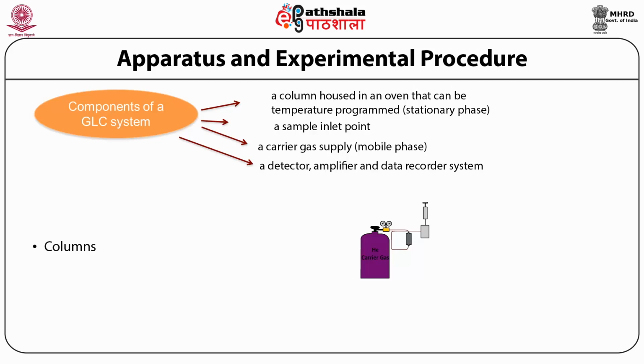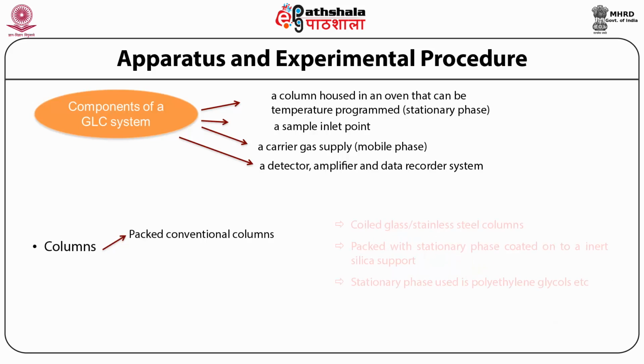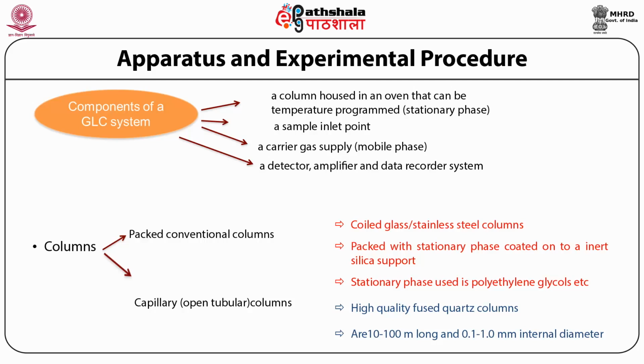The columns that are used in GLC are of two types. You can either use a packed conventional column, which means that the columns are packed with stationary phase coated onto an inert silica support, or you can use open tubular columns, which are made up of high quality fused quartz and are about 10 to 100 meters long and 0.1 to 1 millimeter internal diameter.